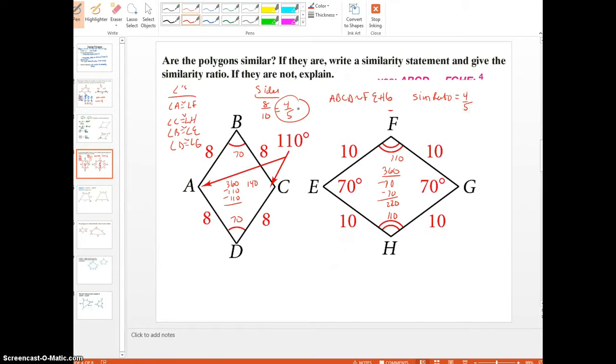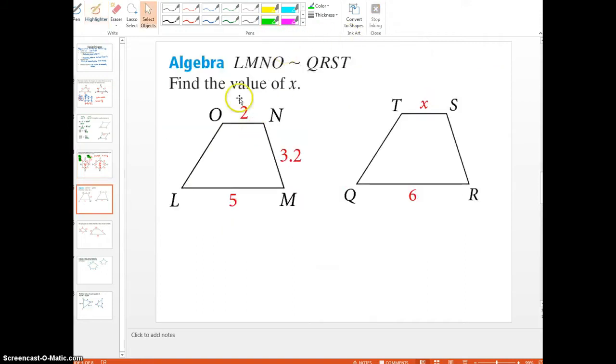Okay? So in your homework, you do have to show all the corresponding angles that are congruent and all the ratios to be equal. You must show that. Now next, how do we use this? Well, if I want to find the value of x, they already told me in this example that these polygons are similar.